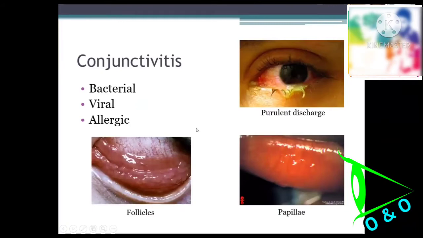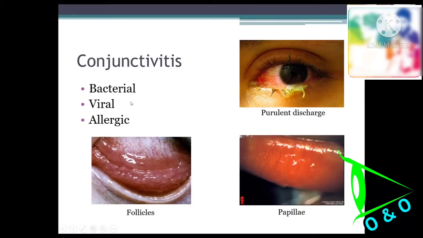So here are the three classic categories of conjunctivitis: bacterial, viral, and allergic. Oftentimes, the history will actually point you to one of these categories. With bacterial conjunctivitis, the classic thing is there'll be a very purulent discharge, seen here.